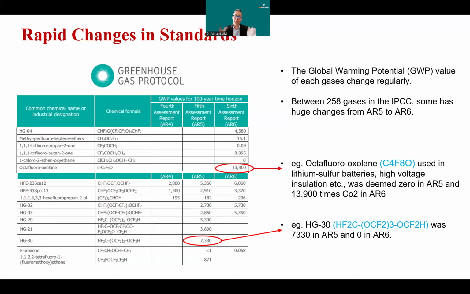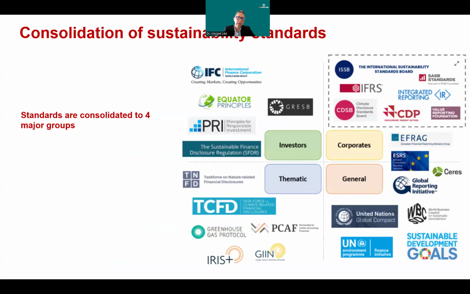That means if you do carbon accounting or a sustainability report, and you used to have, let's say, 1,000 of that gas this year, you suddenly see that you have that 1,000 multiplied by 13,900. That's a huge amount of gas. Whatever effort that you have done in AR5, you have to change in AR6. Another one, HFC-30, was stated as 7,330 times more potent than carbon in AR5, but in AR6, oh, it is harmless. Because there are so many changes, it is so difficult to combine them and create a course.